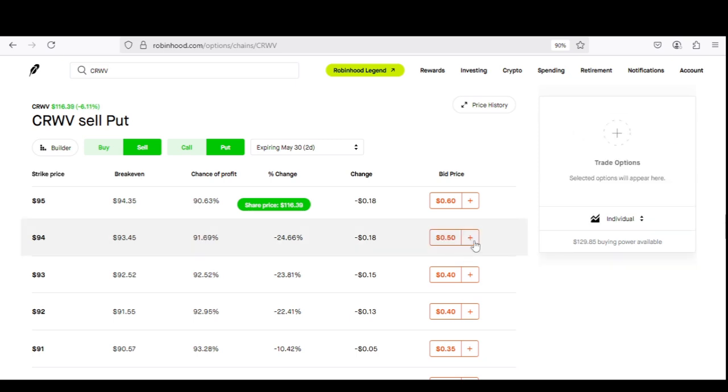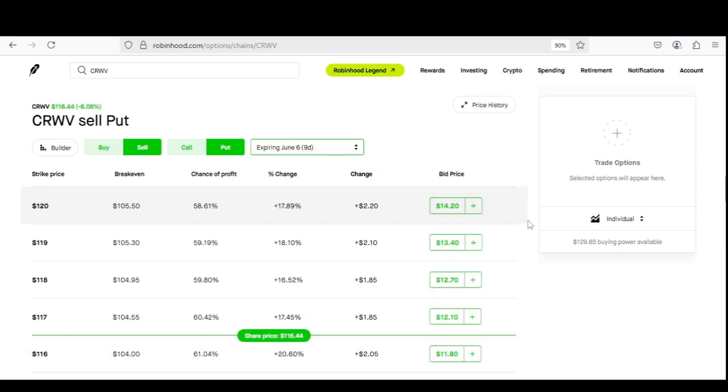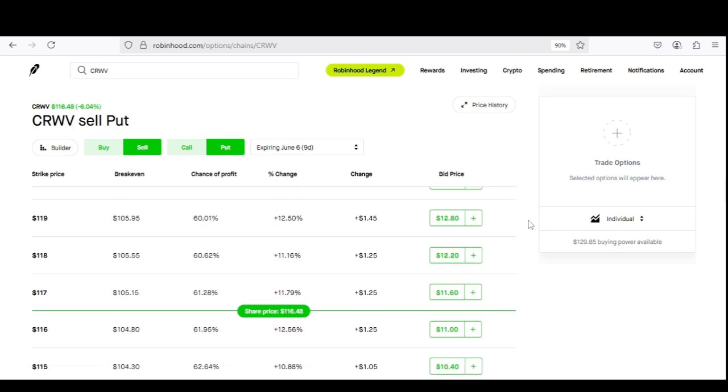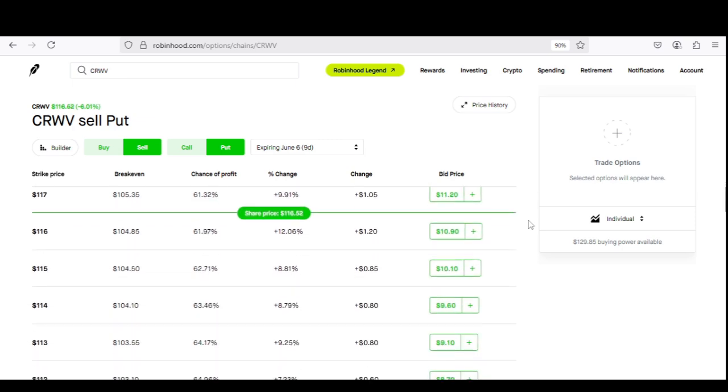Let's go ahead and get out to that. You could simply change your expiration date right here. So I would go to June 6th. That gives me 9 days to expiration. Let's go ahead and select that. And then once again, I will do the exact same strategy. And this time I'm going to choose my strike price again. Again, I'm going to be going below the share price.